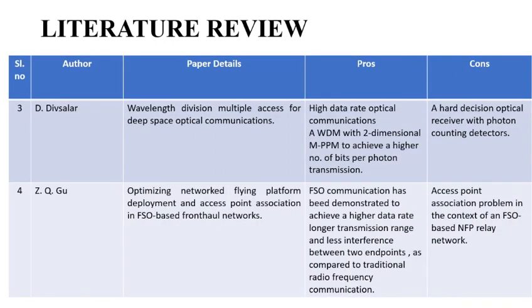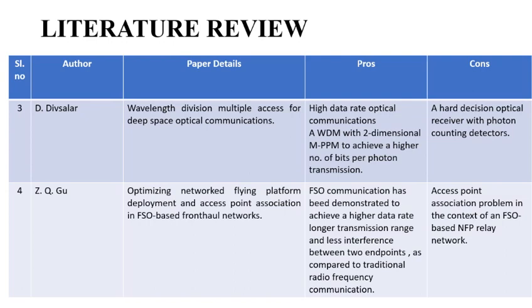In the third paper, wavelength division multiple access for deep space optical communication. They used a high data rate optical communication with two-dimensional architecture. In this, a higher number of bits per transmission happens in this wavelength division. The con is the hard detection, optical receiving with a counting detector. Some of it is hard to detect.